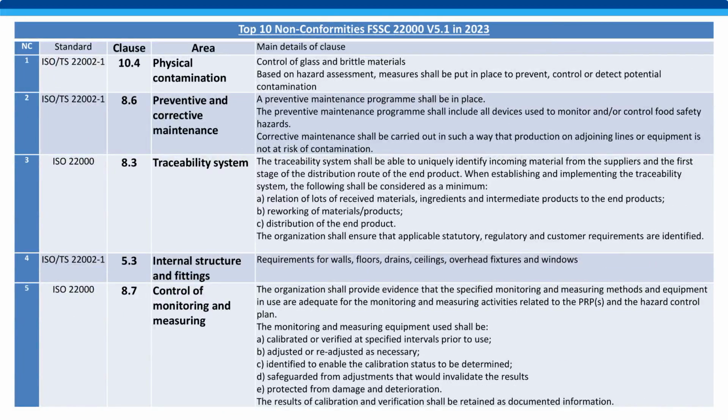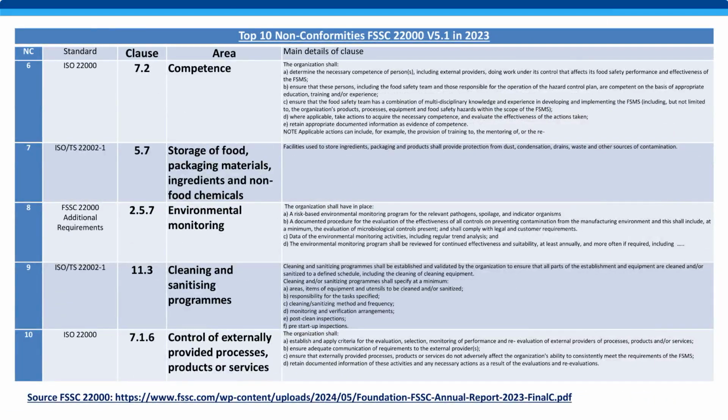Out of interest, I thought I'd show you some non-conformities that come from FSSC 22000, and the main non-conformities are physical contamination, preventive and corrective maintenance, traceability, structure and fittings, control of measuring and monitoring, competence of staff, storage issues, environmental monitoring, cleaning and sanitizing, and control of externally provided processes, products or services.